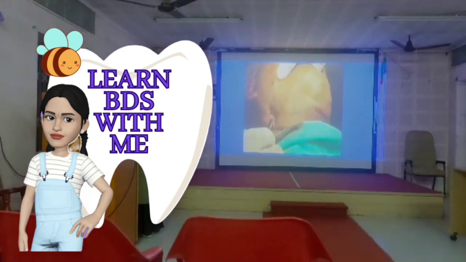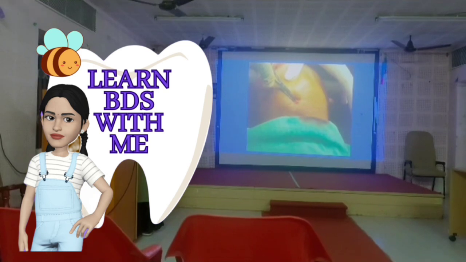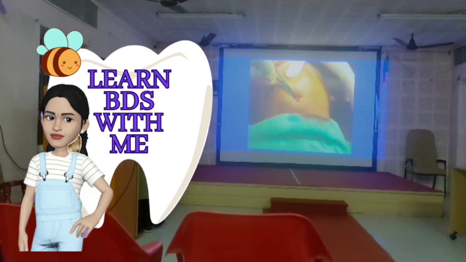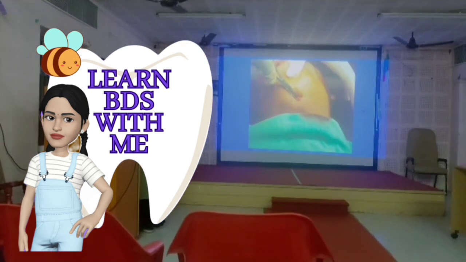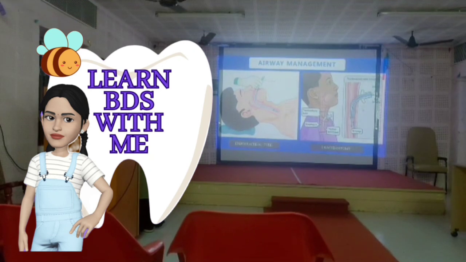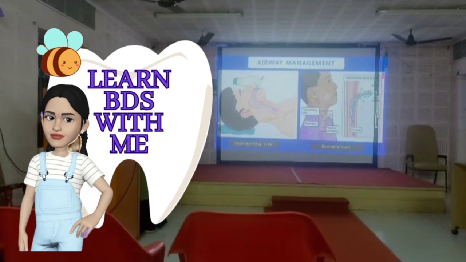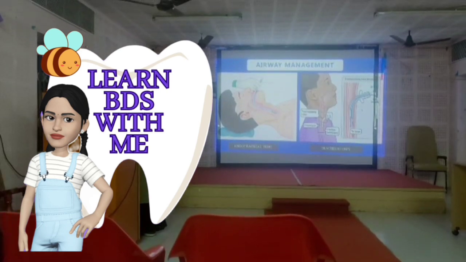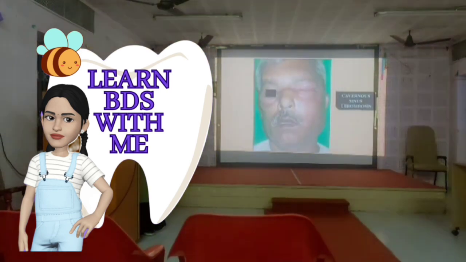So initial management will be incision and drainage, similar to what I said before, but here since both sides are involved, incisions have to be given bilaterally as well as in the midline, and a drain has to be placed to drain the pus. Along with that, airway management is very necessary in such cases, where endotracheal intubation or tracheostomy can be done.